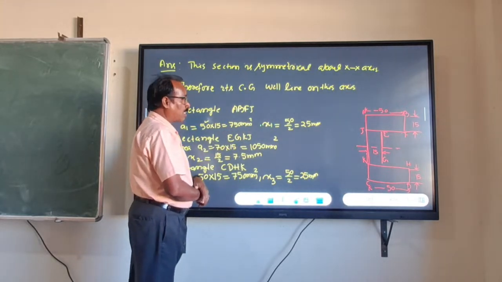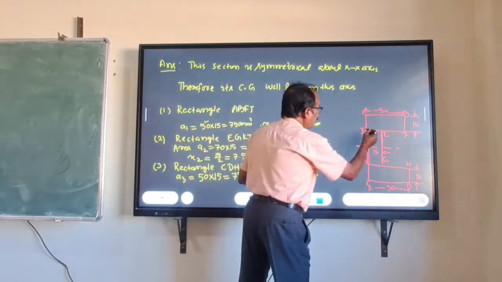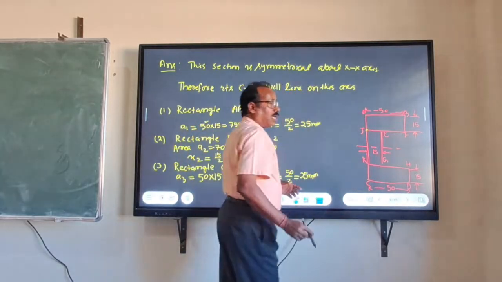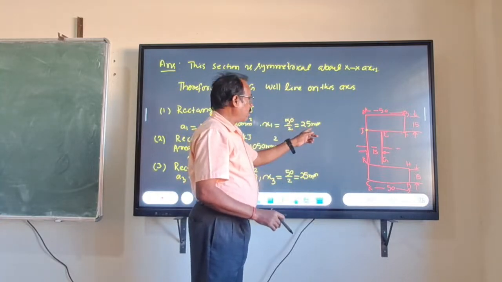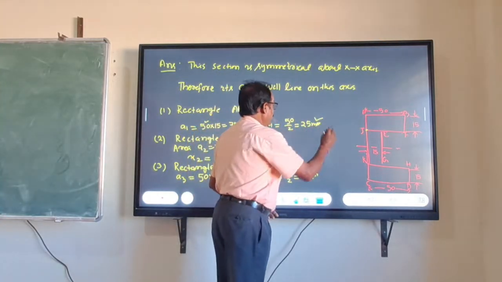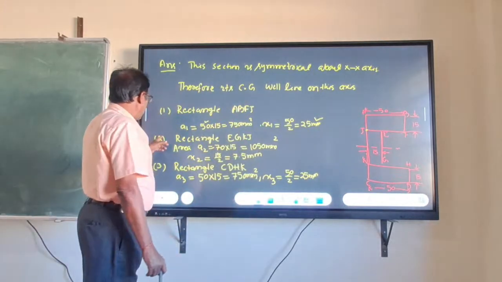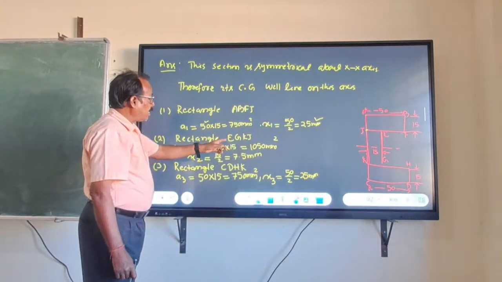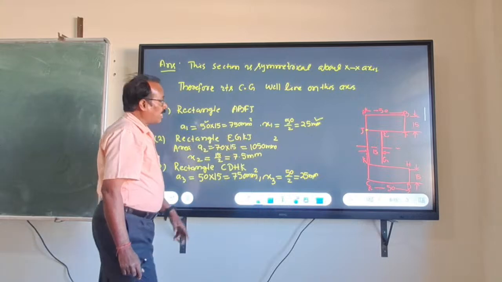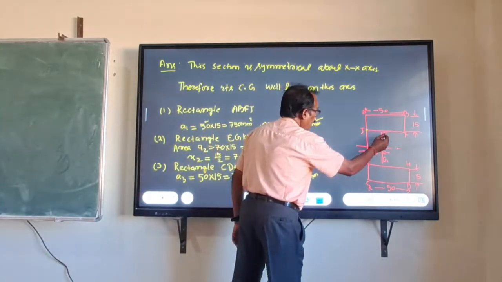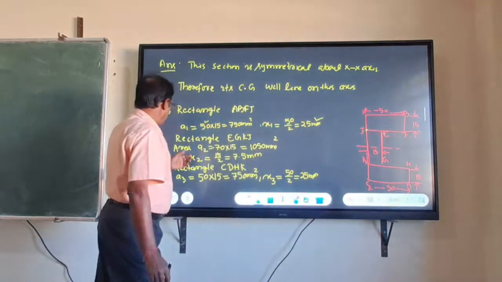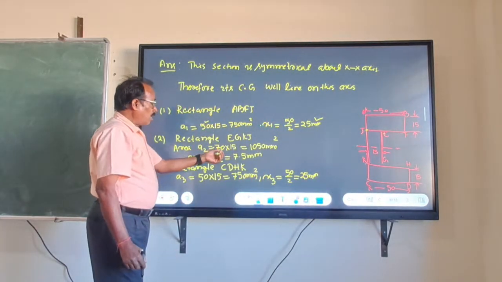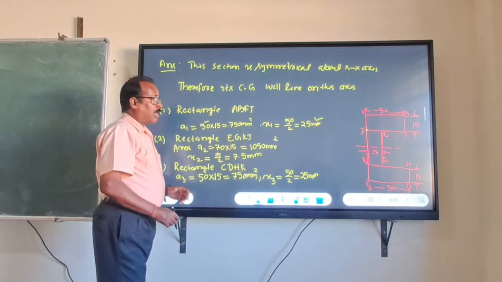And X1, here, this length is 50. Therefore, X1 is equal to 50 by 2 is equal to 25 mm. Then, second, rectangle EGKJ. Here, area A2 is equal to 70 into 15.